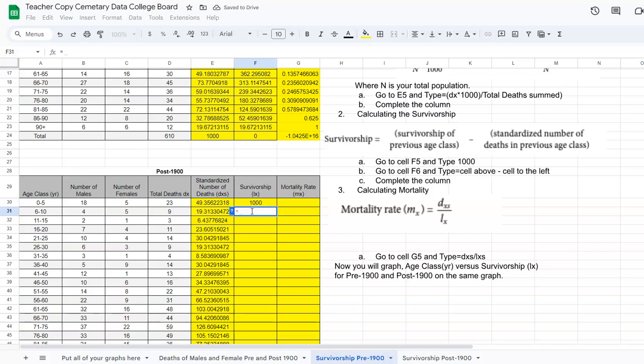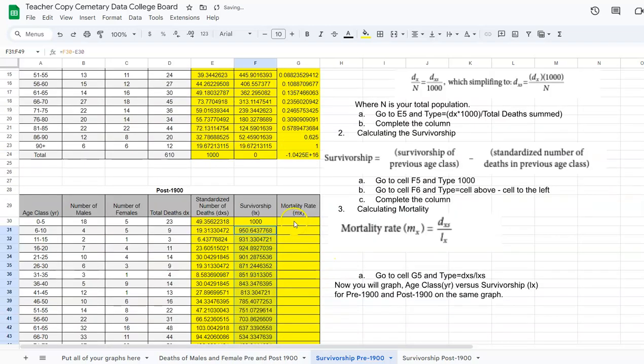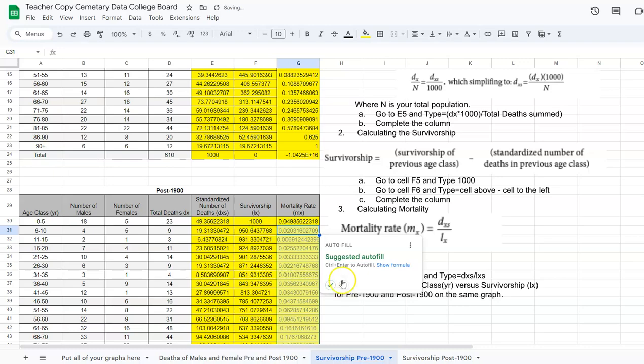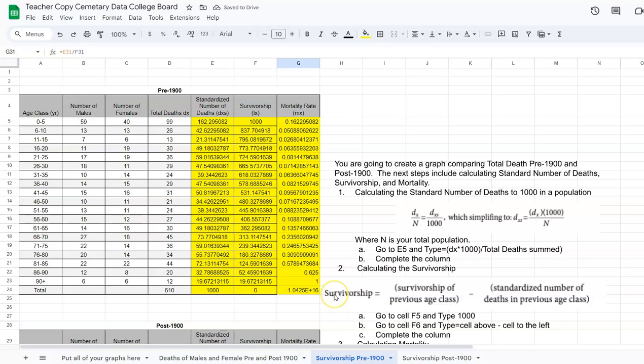I've got equal, the cell above it, minus the cell beside, enter. This one doesn't autofill, probably because it's the second cell, so I'm going to go all the way to the bottom. And then for mortality rate, again, it's equal this cell divided by this cell. And notice it already kind of knows what you want to do for that. Okay, so now I have my 2 bits of information.